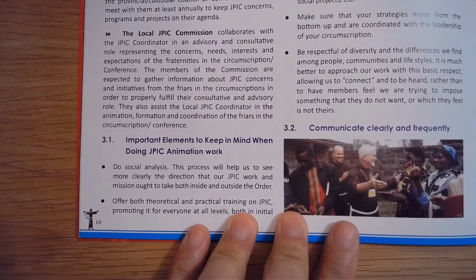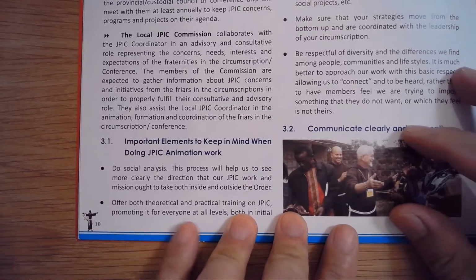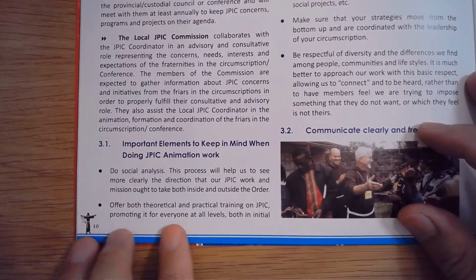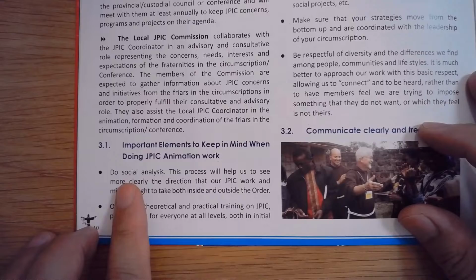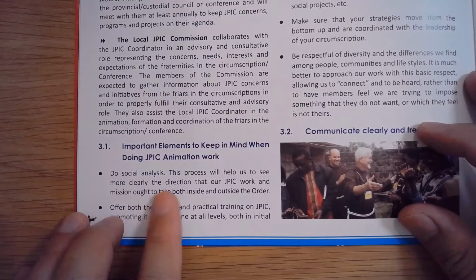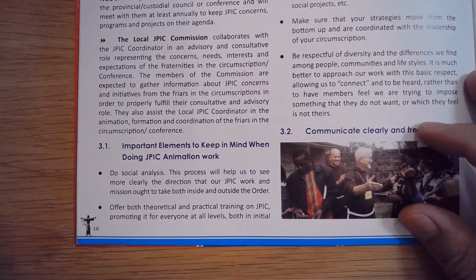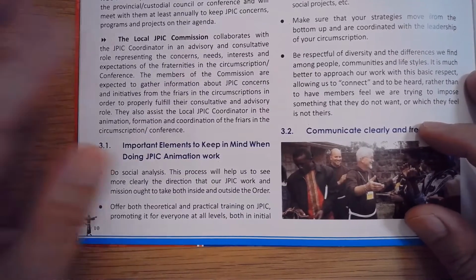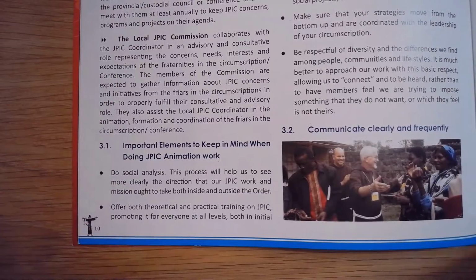Okay, earlier in the introduction, I said social survey. Well, I made a mistake. It's social analysis. This process will help us to see more clearly the direction that our JPIC work and mission ought to take, both inside and outside the order. It will tell us what we need to do.